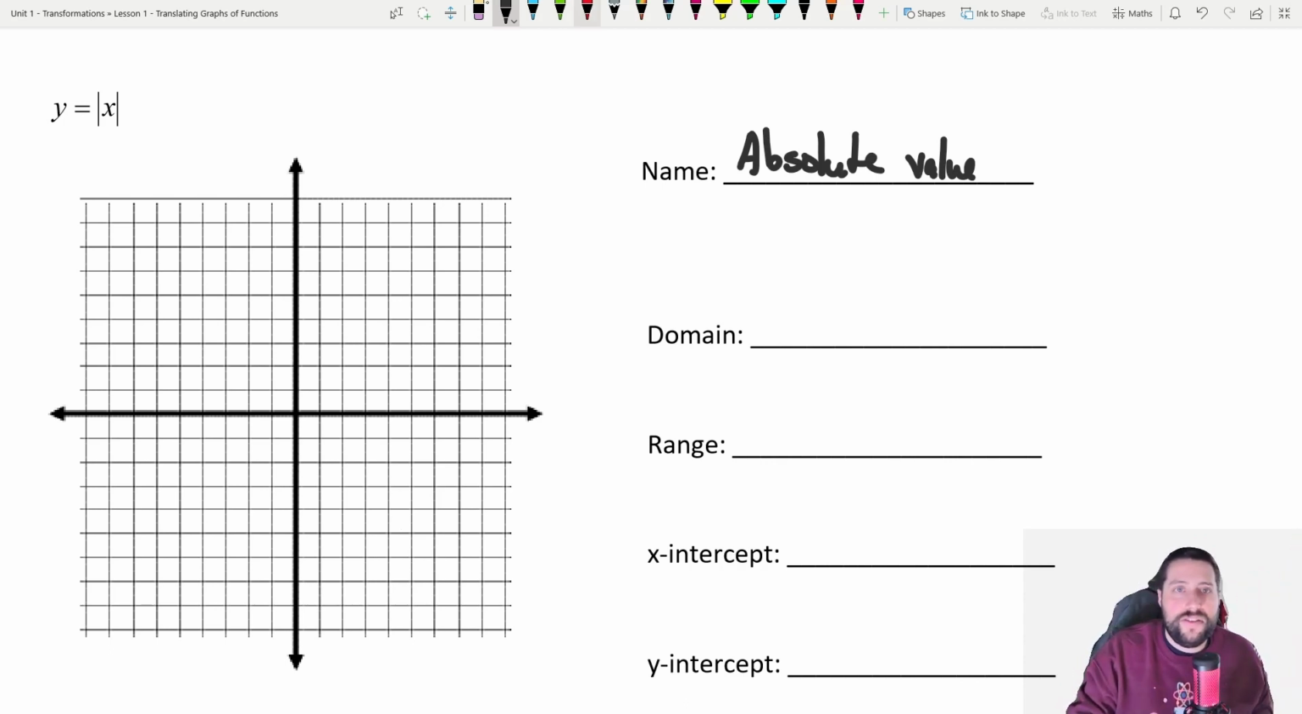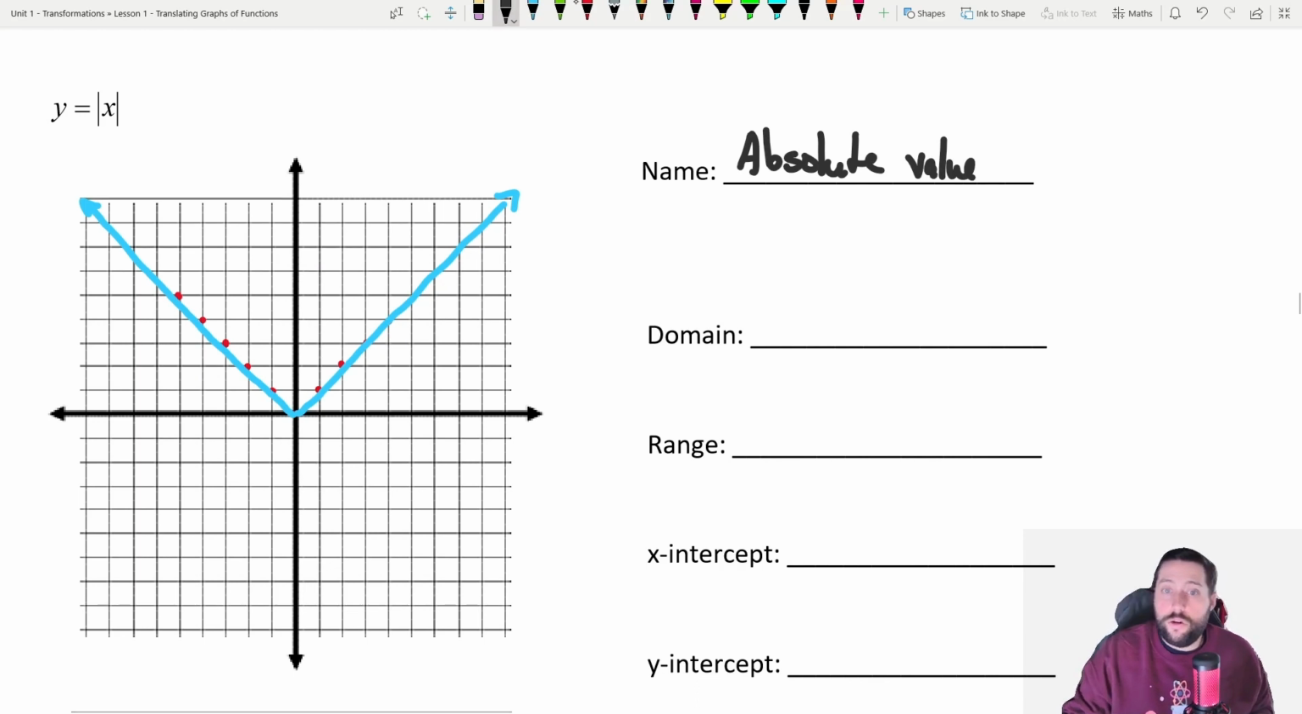So you'll have the same values. You're going to have the same type of graph in this quadrant, but when it hits the y equals 0, it's going to bounce back up and go into this other quadrant. So it's going to bounce and go up here. And that is your absolute value graph.